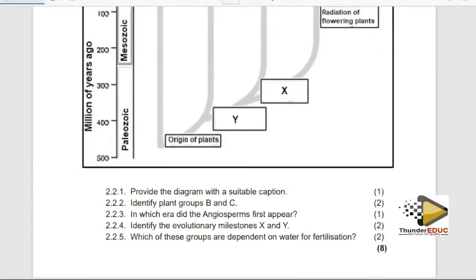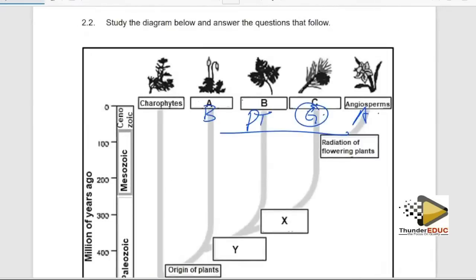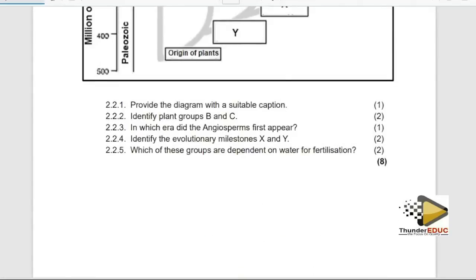Then they are saying that in which era did the angiosperm first appear? Where is the angiosperm here? Mesozoic era. They're saying, identify the evolutionary event at X and Y. Yeah, so we have seen it.